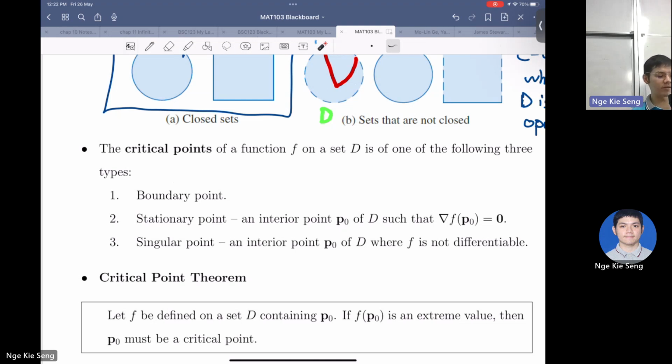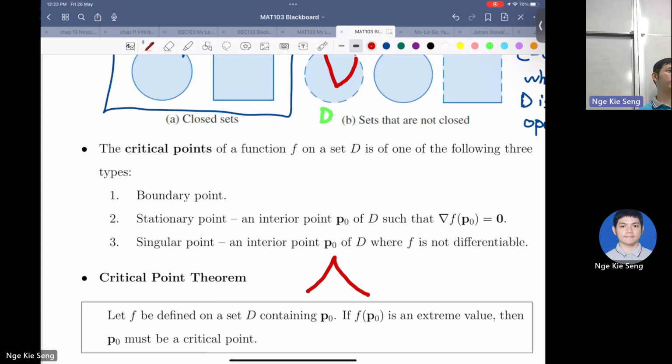Another point is the singular point: an interior point of D where f is not differentiable. Maybe it looks something like this, not differentiable. But it must be continuous, though maybe not differentiable. Differentiable implies continuity, but continuity doesn't imply differentiable.